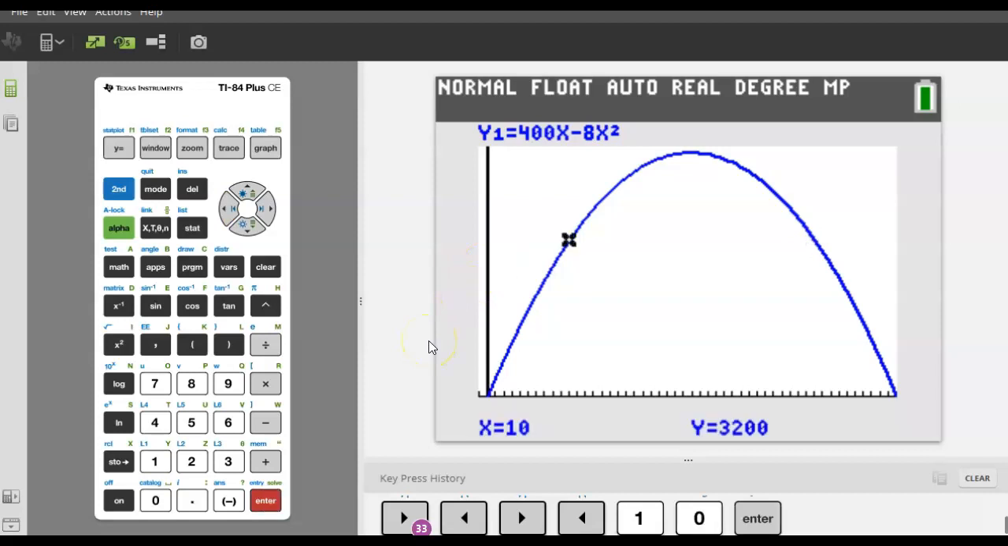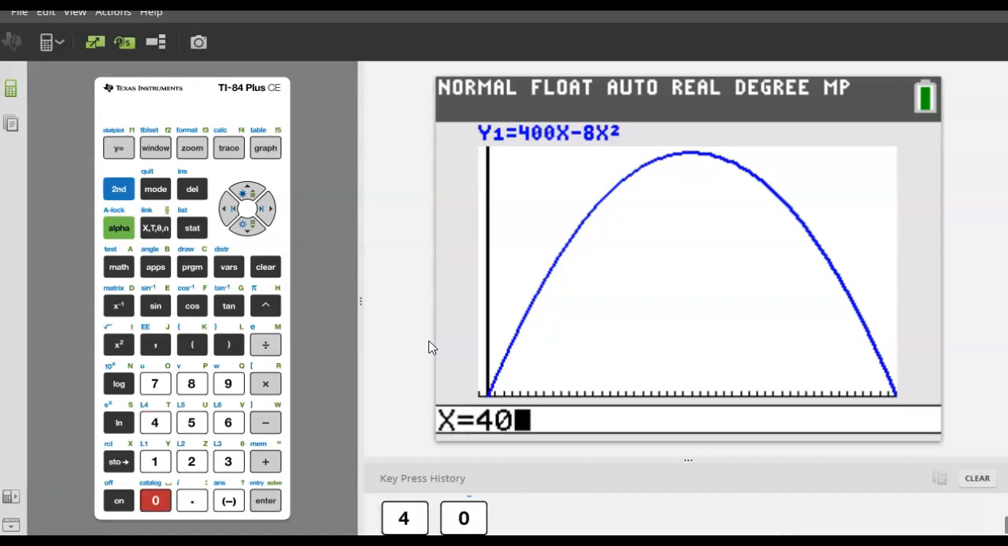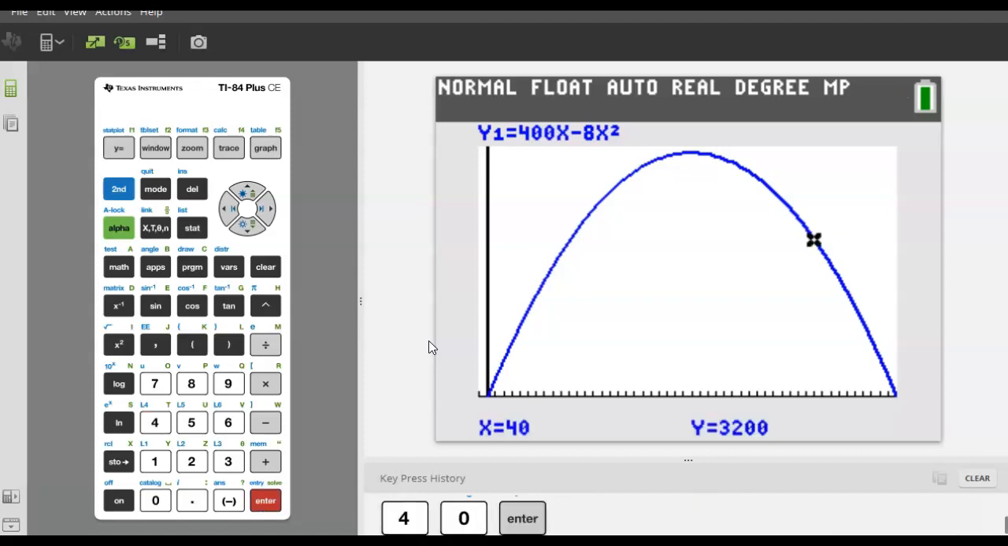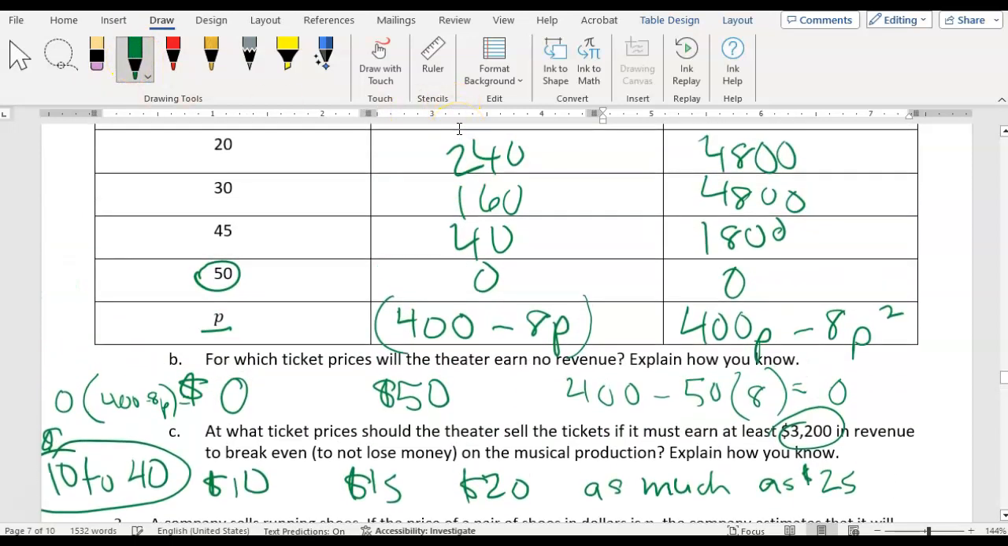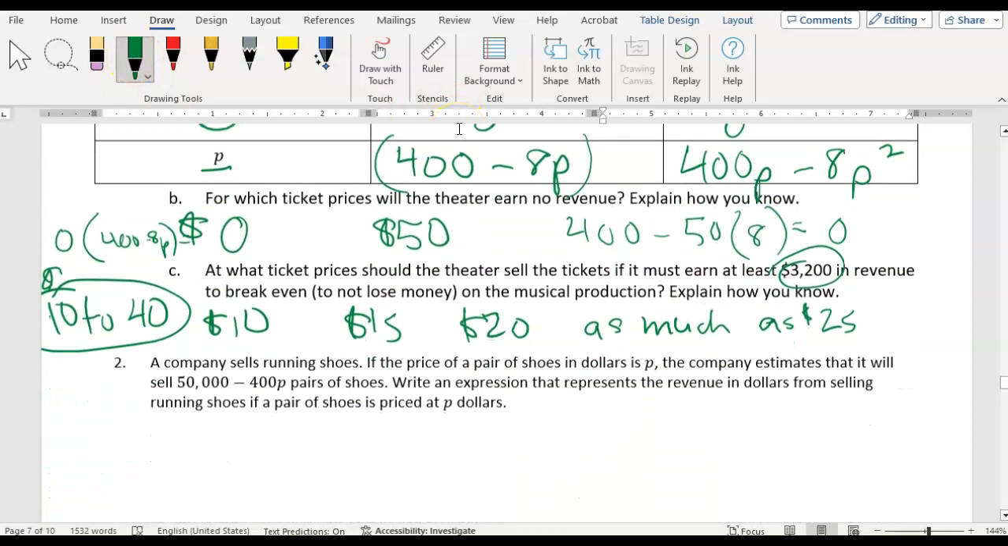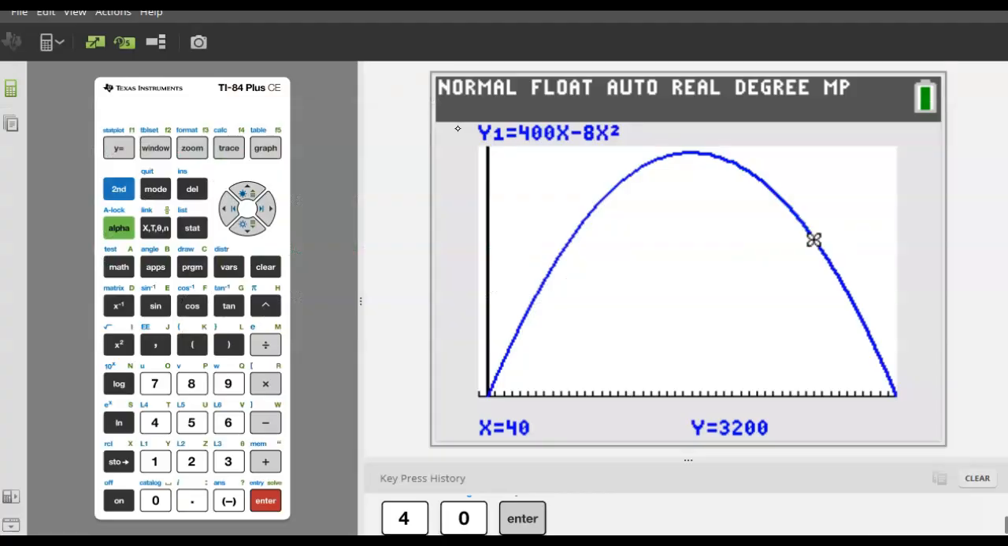Let me go ahead and type in 10 here, x equals 10, I get 3,200. So that shows me pretty nicely. And then 39 gives me 3432. So I could do a little bit more than that, because if I go to 40, we're at exactly 3,200 actually. So let's say up to 40 works. We could see that in between that 30 and 45.